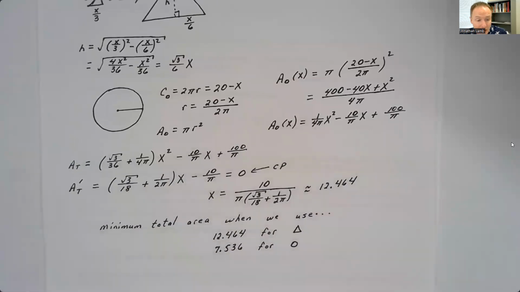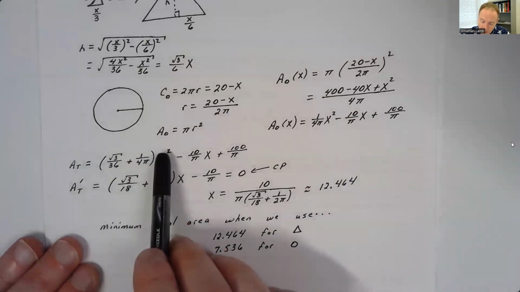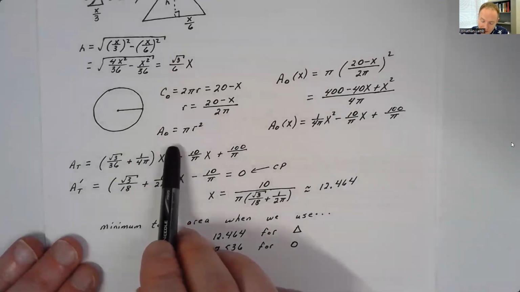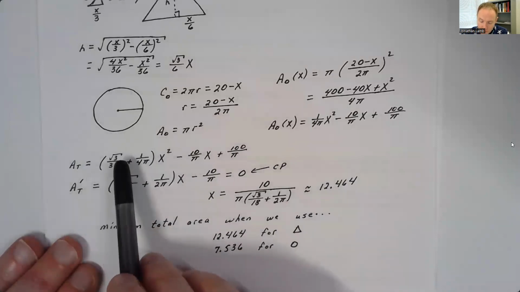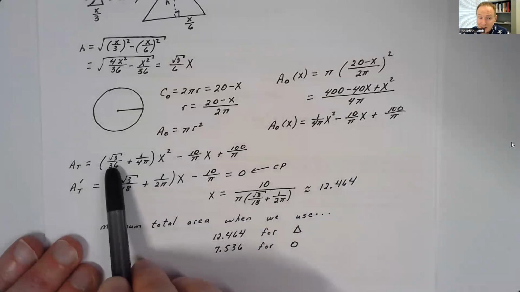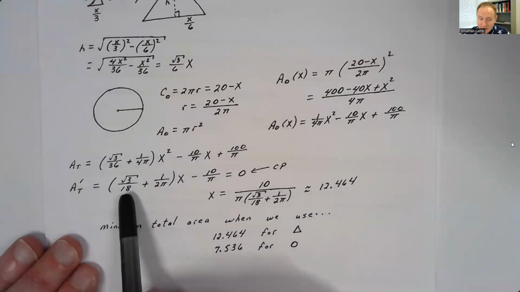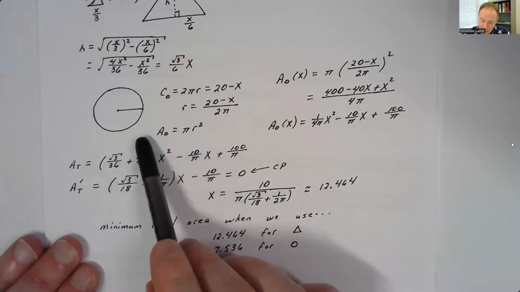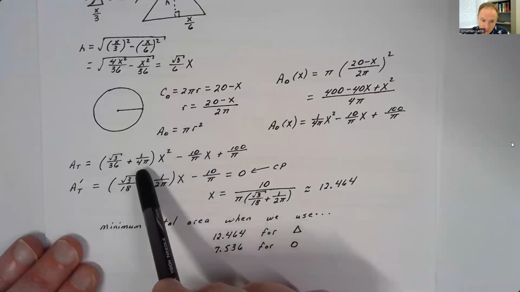Now, in order to minimize it, we just say, well, we need to find the critical points. Critical points are when the derivative is equal to 0. When I took the derivative here, this 2 came down and multiplied the coefficient. When it did, that first term could be 2 times the square root of 3 over 36. But instead of writing that, I just said, well, that's going to reduce down to an 18 in the denominator. Similarly, the 2 could have come down into this second term and made 2 over 4 pi.